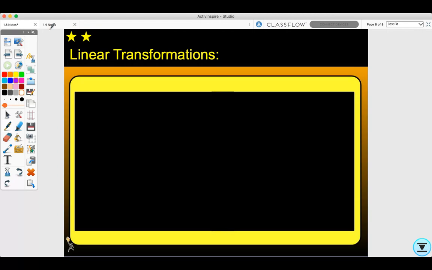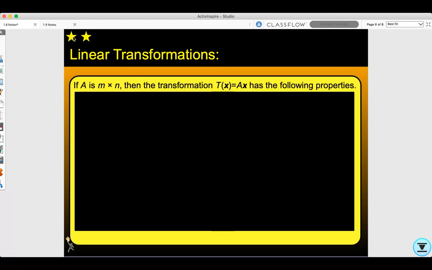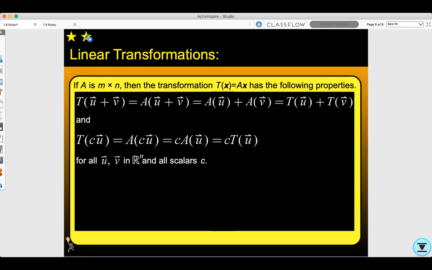Linear transformations. If A is an m by n matrix, then the transformation T of x equals A of x has the following properties. T of u plus v equals A of u plus v, which is A times u plus A times v, which is the transformation of u plus the transformation of v. Plus, whenever you have a constant, you can do that. This is for all u and v in R^n and all scalars c.